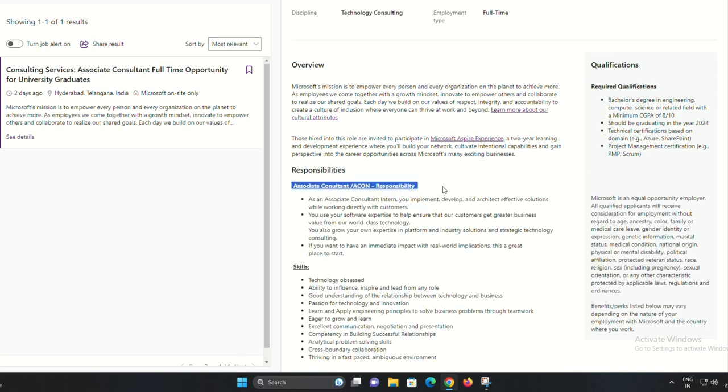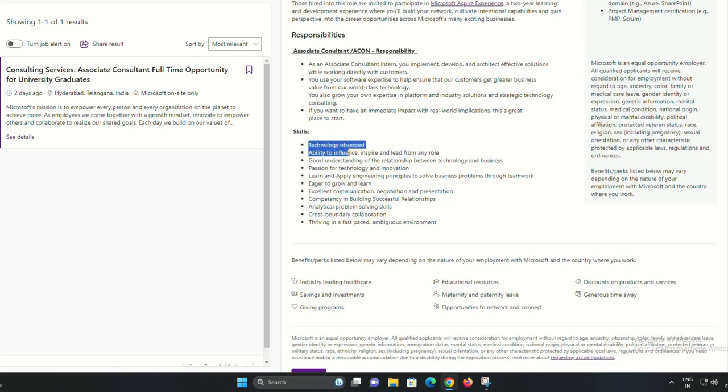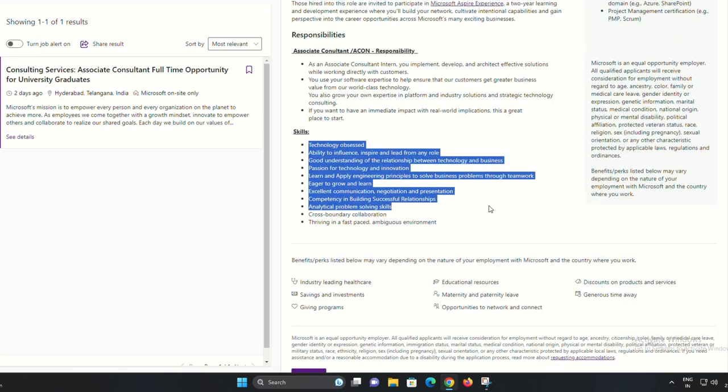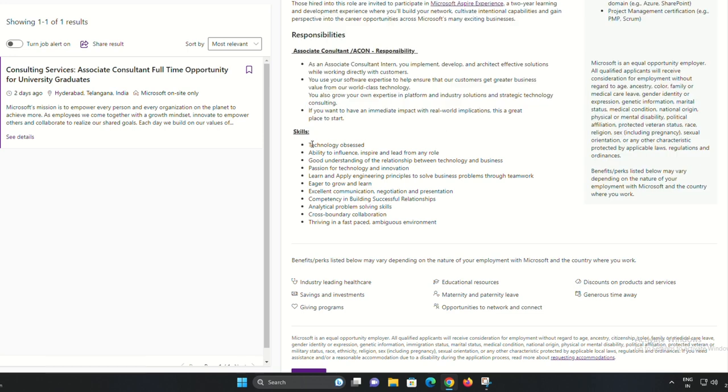As an associate consultant at Microsoft, your role will be packed with responsibilities. Here's what you can expect. Solution development: you'll be implementing, developing, and architecting effective solutions while working closely with customers. Maximizing business value: utilize your software expertise to ensure that Microsoft's customers derive maximum business value from their cutting-edge technology.